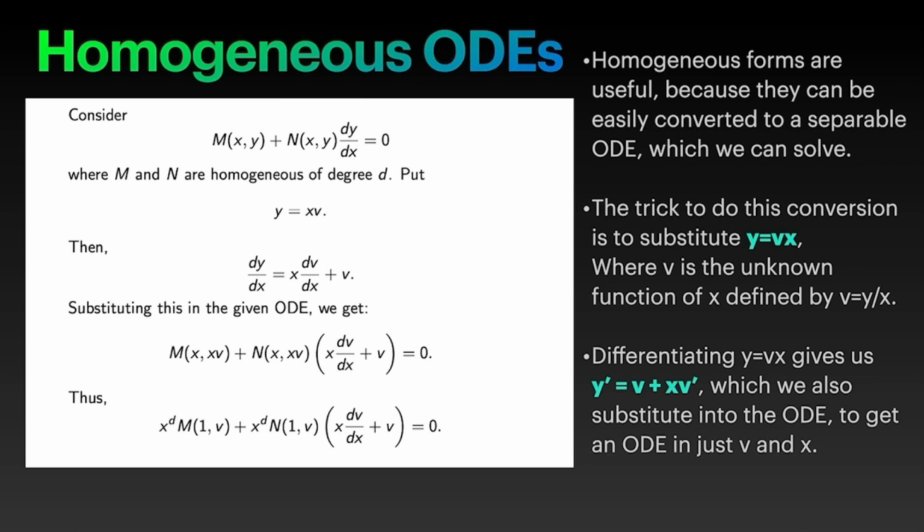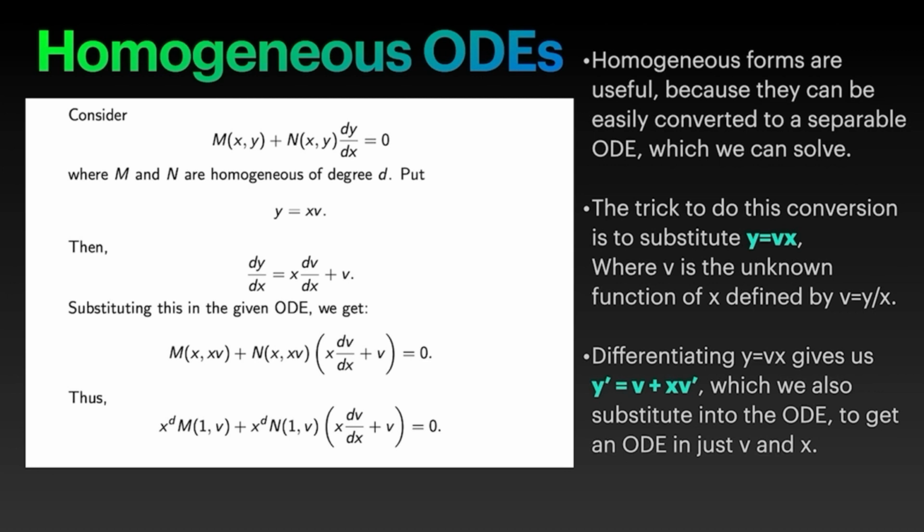This is the definition of the new dependent variable v, y equal to vx. And we substitute this into the differential equation. We substitute y equal to vx in the differential equation, and we also take the derivative of this y equal to vx to get the derivative of y equals the derivative of v into x plus v. So we substitute this for the derivative of y in the differential equation, and now we don't have y in our differential equation. We only have v and x.